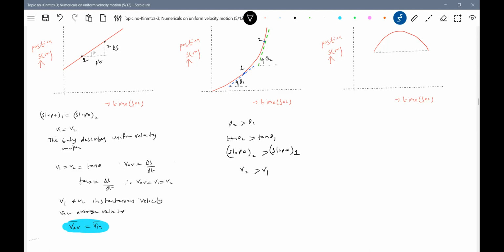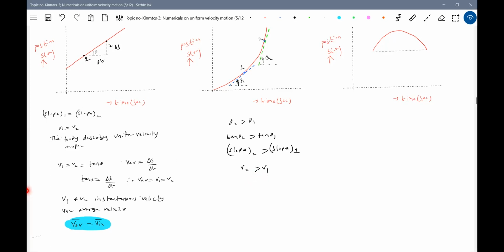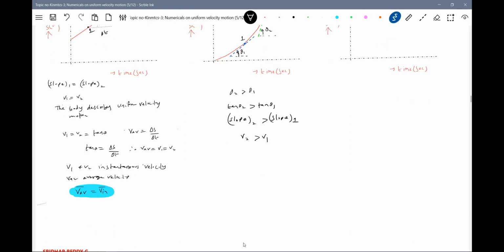Now look, is it uniform velocity motion? The answer is no. In uniform velocity motion, the particle will describe equal displacements in equal intervals of time. Here, it's not like that. It's not uniform velocity motion. Sir, how can you show that? If speed varies, it is not uniform velocity motion. So here, I think one graphical interpretation is a must.